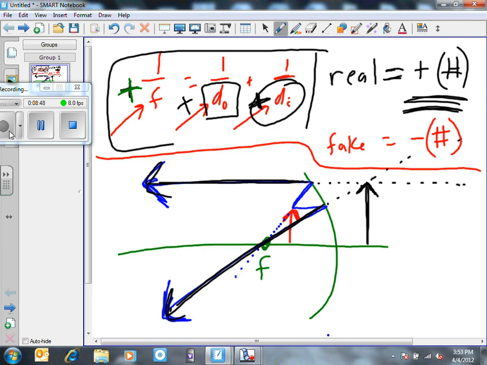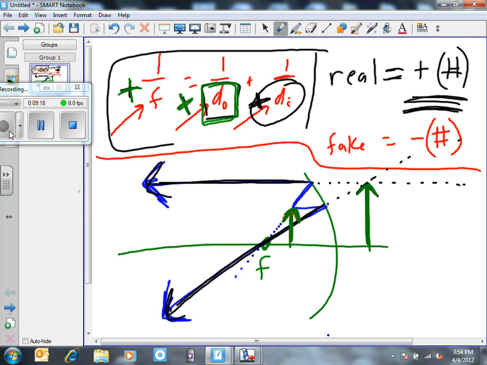Okay, so the question is sign convention for this, and the distance of the object for this, is this going to be a positive or a negative number? Is the object real or not? Well, for our purposes, the object is always real, so this will always be a positive number. How about the image? Is this a real image here?